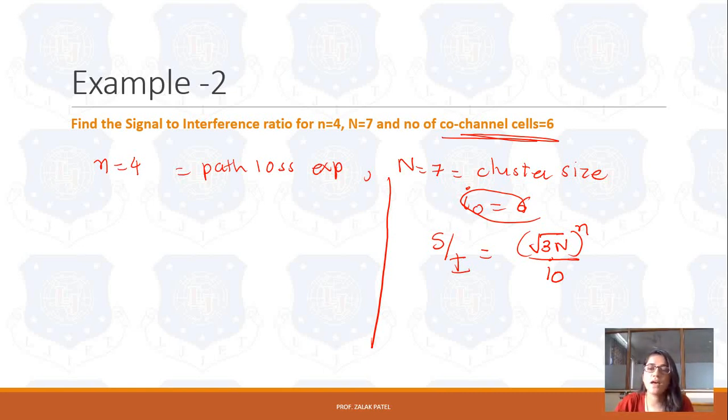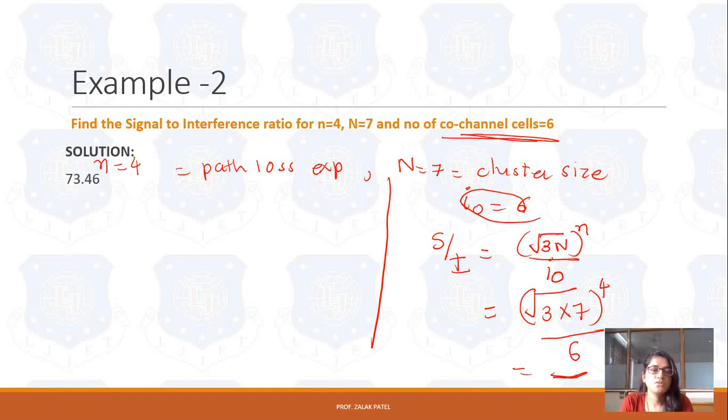So we have all the values, so let's put them in the equation. It can be written like this: root of 3 into cluster size 7, raised to small n, which is 4, upon I0, number of co-channel cells, which is 6. This gives the answer of signal to interference ratio, which is 73.46 in terms of value.